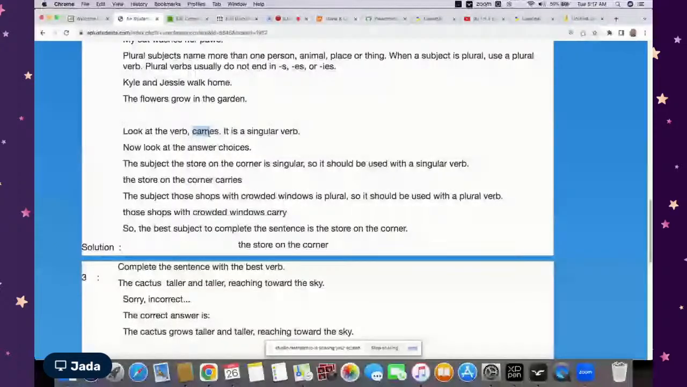The subject, the store on the corner, is singular, so it should be used with a singular verb. The store on the corner carries. So if you have a singular verb, you have a singular subject. If you have a plural verb, you have a plural subject. Take note that the singular verb ends in s, es, or ies, but the plural verb does not end in s, es, or ies. Okay?